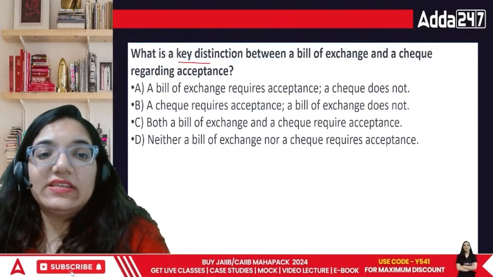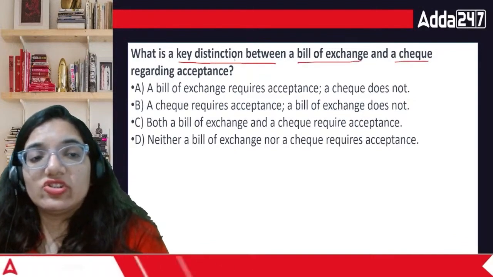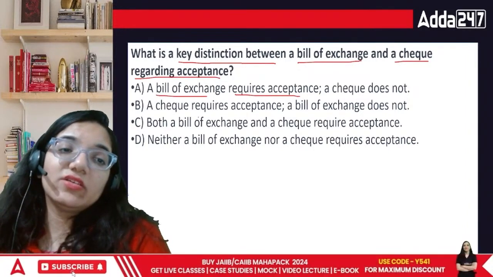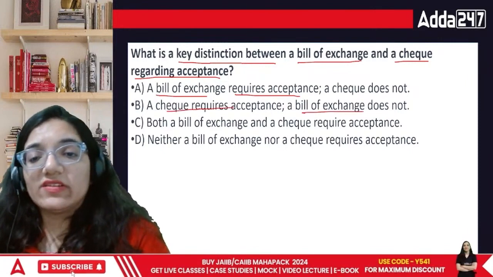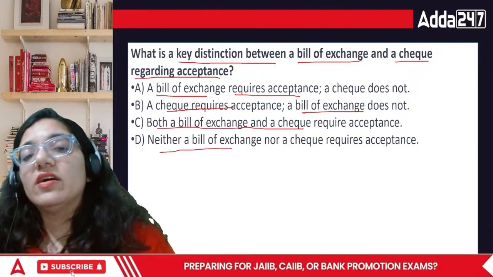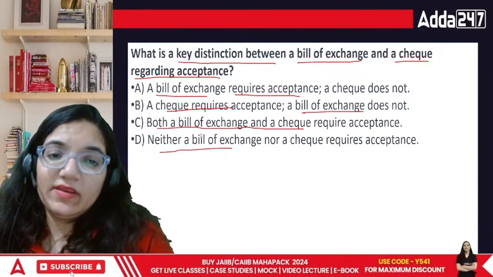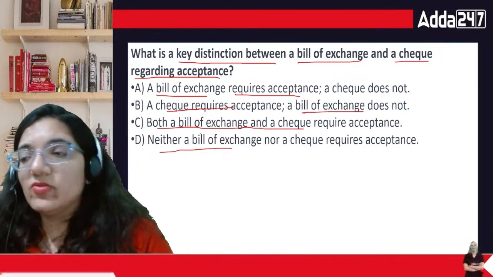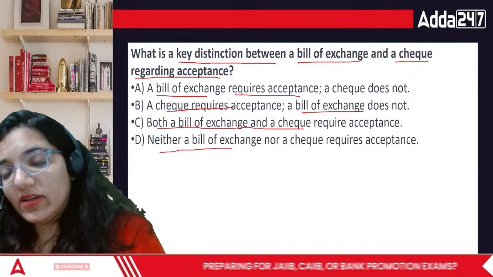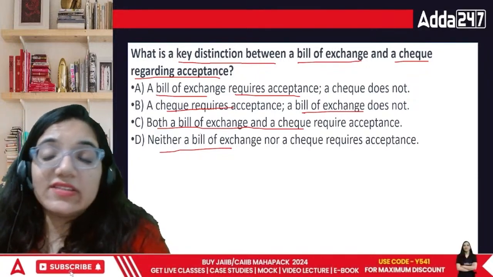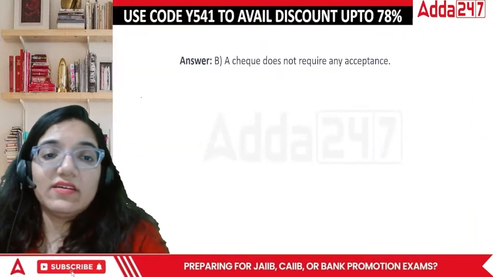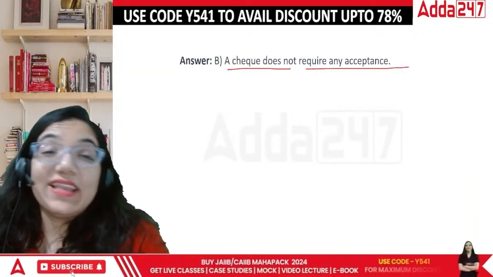What is the key distinction between a bill of exchange and a check regarding acceptance? A bill of exchange requires acceptance, a check does not. A check requires acceptance, a bill of exchange does not. Both require acceptance, or neither requires acceptance. When you issue a check on someone, there is no acceptance. It is given by you only. You have given the order to take out money from my bank account. So the check does not require any acceptance.